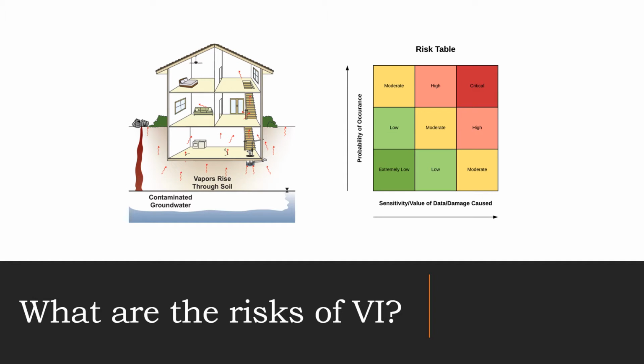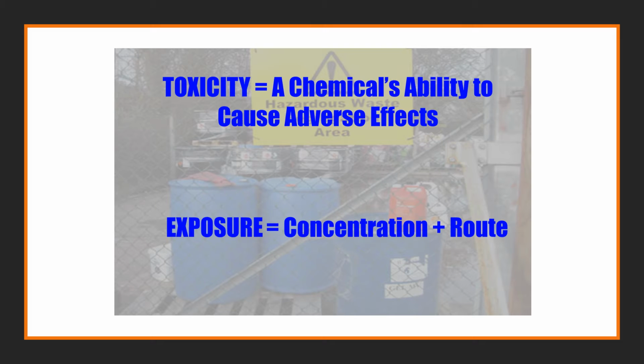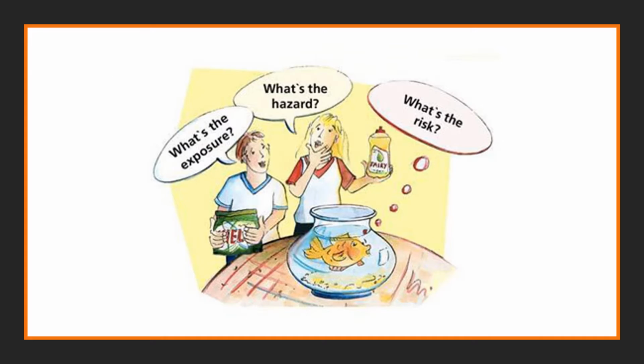What are the risks of vapor intrusion? Why do we look at them at all, considering they're such low levels? Well, when we study them, we need to understand the toxicity of the compounds, that is, a chemical's ability to cause adverse effects. Does it cause harm? And then we have to look at what are the concentrations that we have, the exposures, and what are the routes in which we can be exposed to them. So we always say, what are the exposures? What are the hazards? And what are the risks? These are the things that we have to answer for vapor intrusion.